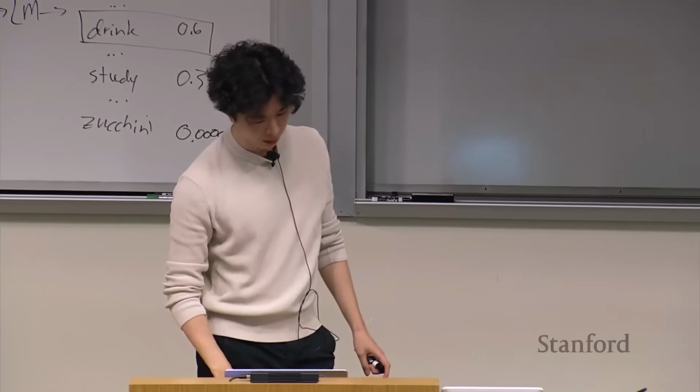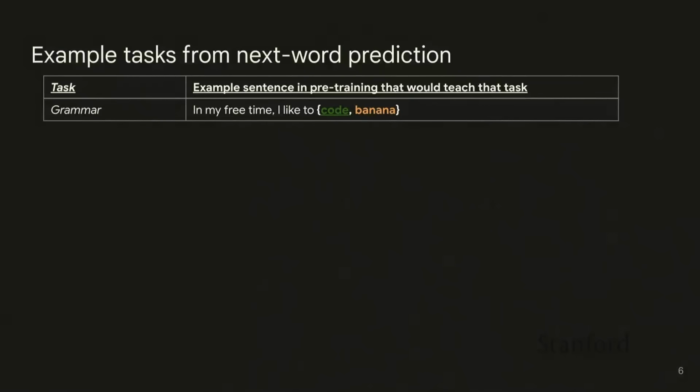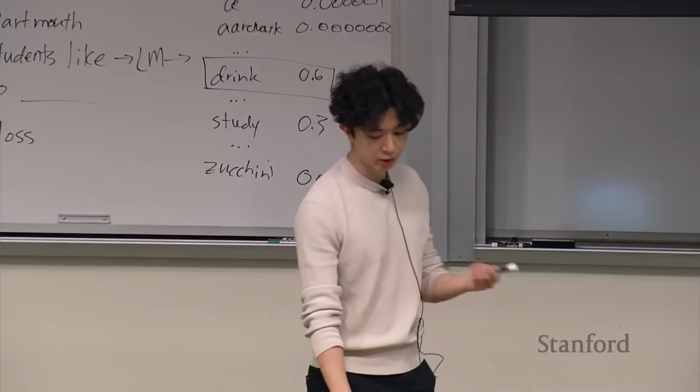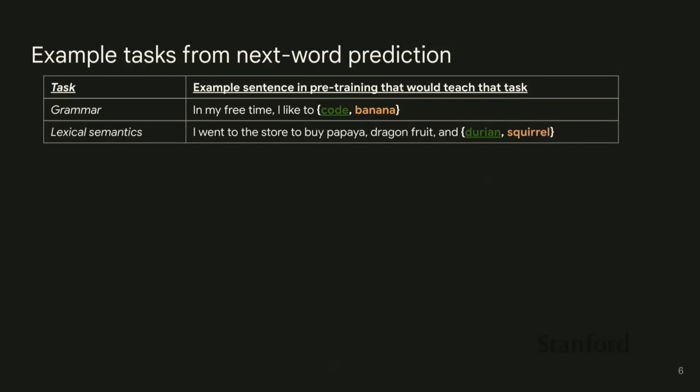When you train a language model on a large enough data set, on this task of next word prediction, you have a lot of sentences that you can learn from. For example, there might be some sentence, in my free time, I like to, and the language model has to learn that code should be higher probability than the word banana. So it learns some grammar. It will learn lexical semantics. Somewhere in your data set, there might be a sentence, I went to the store to buy papaya, dragon fruit, and durian. And the language model should know that the probability of durian should be higher than squirrel.